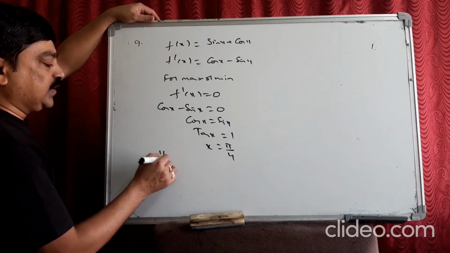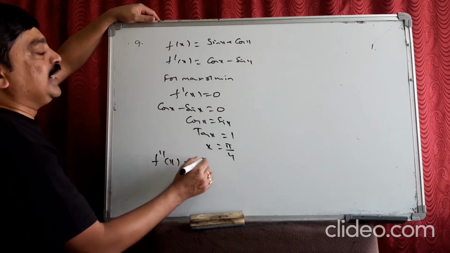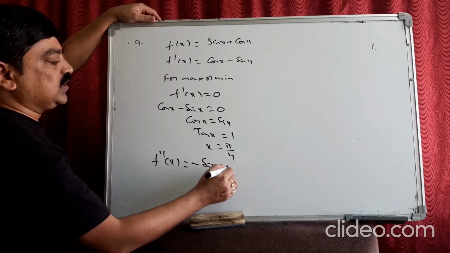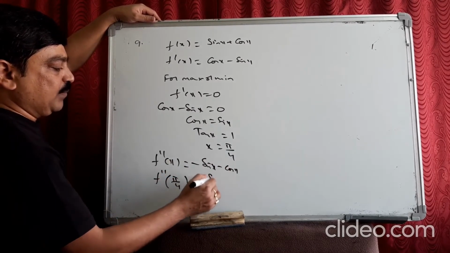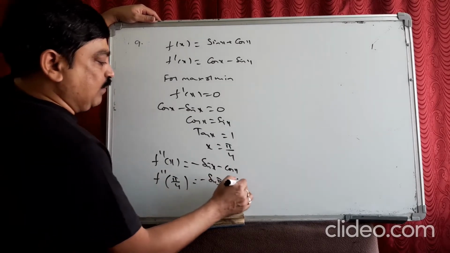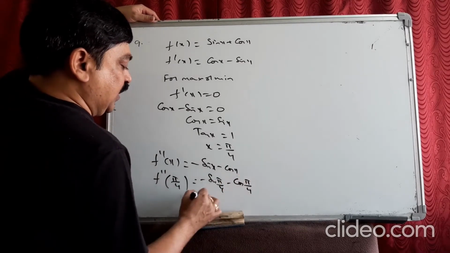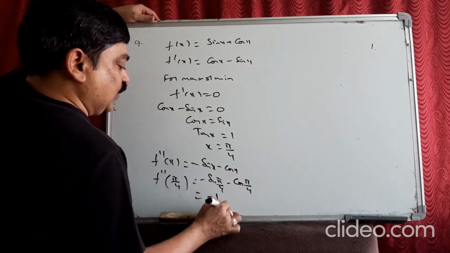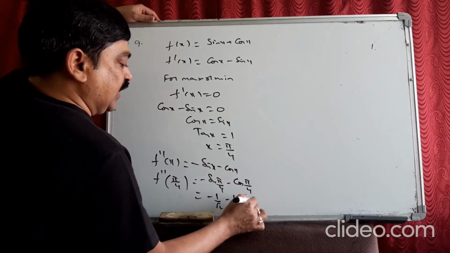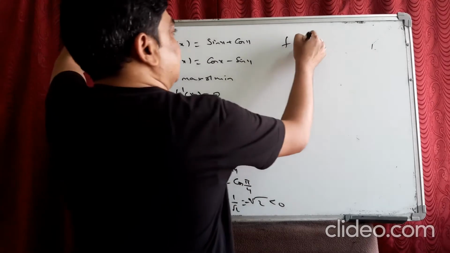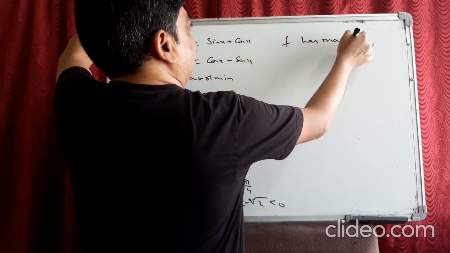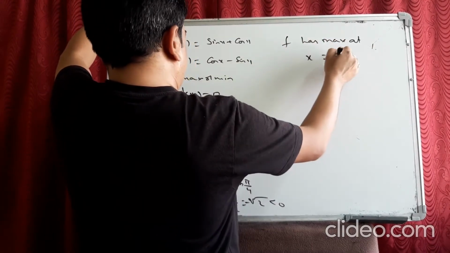f double dash of x also we take. Minus sin x minus cos x. When I substitute pi by 4, it becomes minus sin pi by 4 minus cos pi by 4. It becomes minus 1 by root 2 minus 1 by root 2, which is negative. So f has maximum at x equal to pi by 4.